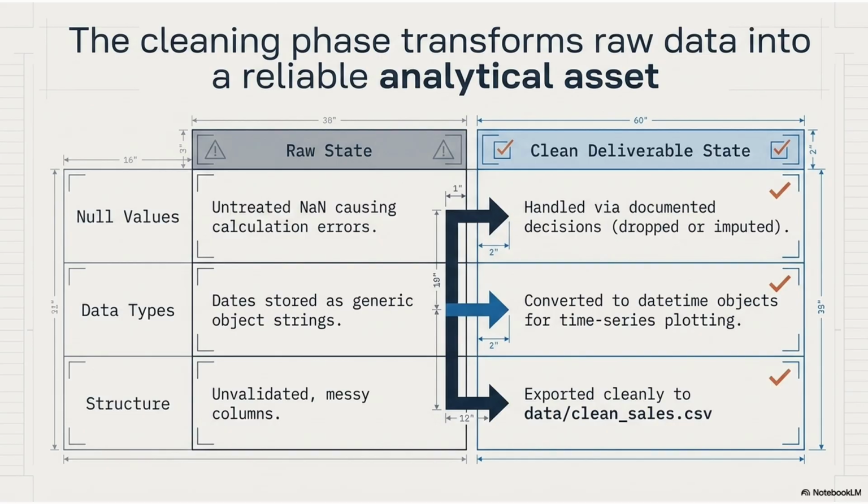Every cleaning decision must be documented in a comment using the hashtag observation: 42 null observations found in region column. Hashtag decision: filling nulls with unknown to preserve revenue data. Documentation is a grading requirement. Translating visual inspections into comments proves your analytical intent. Undocumented transformations look like accidental changes.